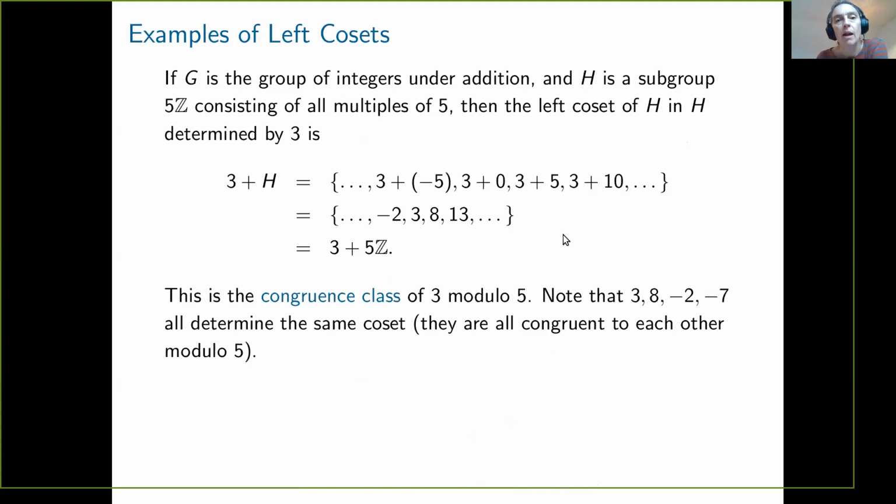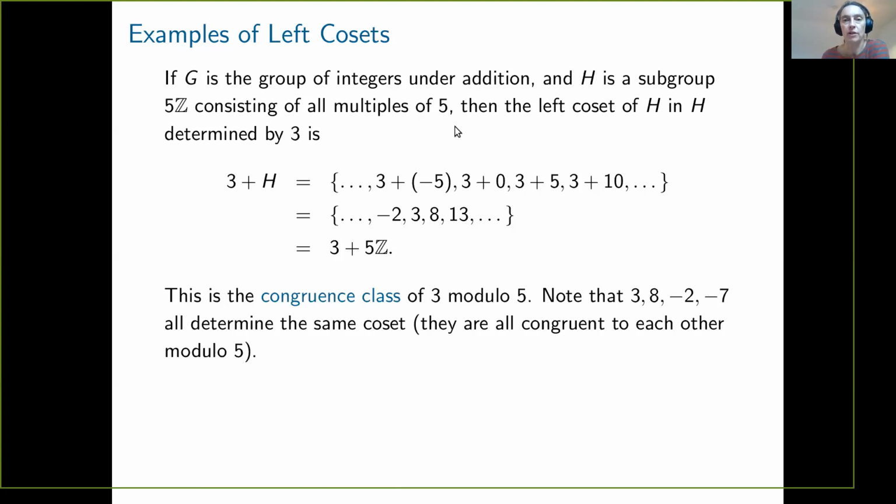So if we give ourselves the group of integers under addition, and just for consistency with the notation of the definition on the last slide, let's call it G, even though typically we call it Z with a plus for addition. Let G be the group of integers under addition, and H the subgroup consisting of all multiples of 5: 5, 10, 15, 0, minus 5, minus 10. That's a subgroup of the integers under addition.